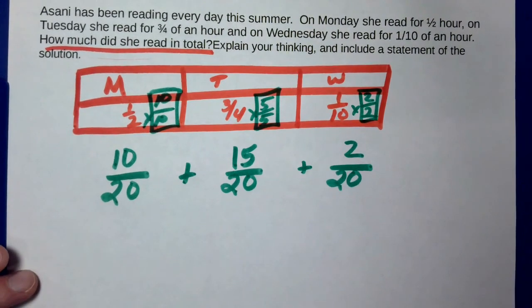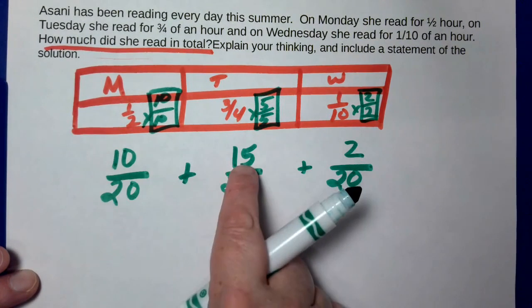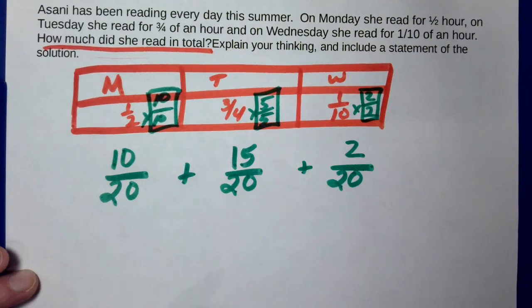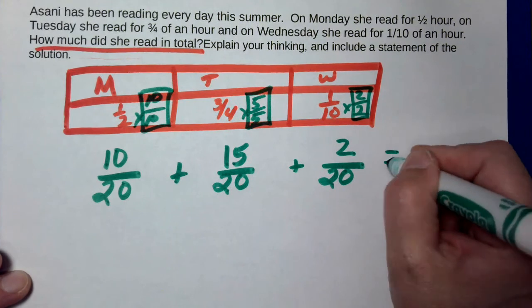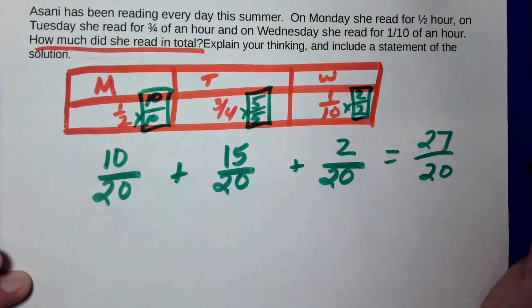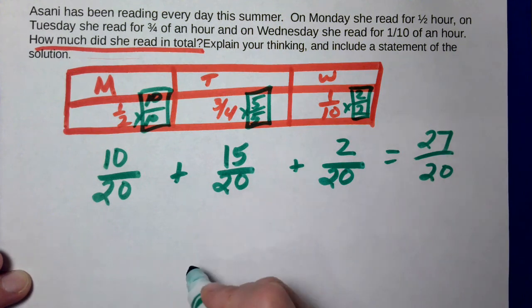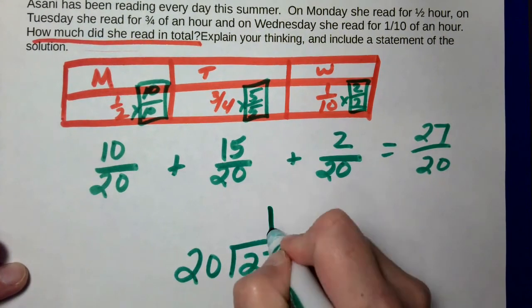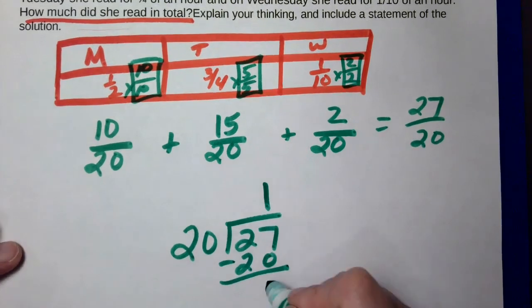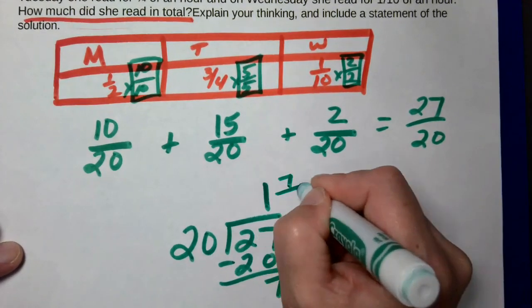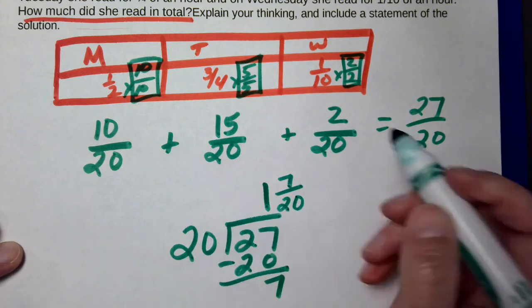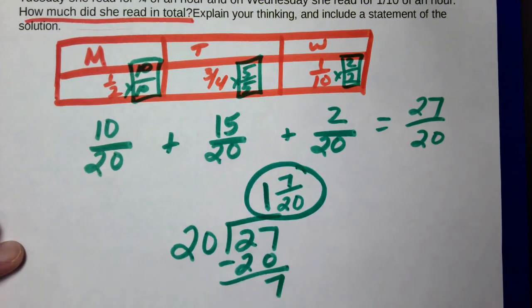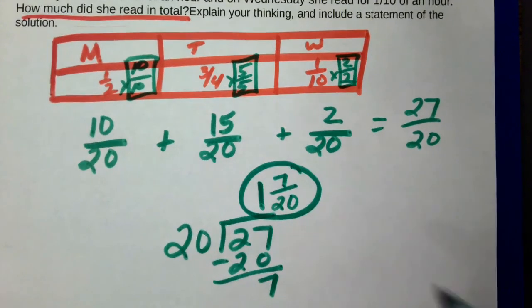So I'm going to go ahead and add all of these up. I have 10 plus 15, which gives me 25, plus 2 more is 27. So it would be 27/20. Now, if I have to put that in simplest form, I need to divide this out, since this is an improper fraction. I'm going to divide 20 into 27, and 20 goes into 27 once. I take that away, and my 7 becomes my numerator, and my denominator is going to be 20. So this is my total answer with my whole number and my fraction.